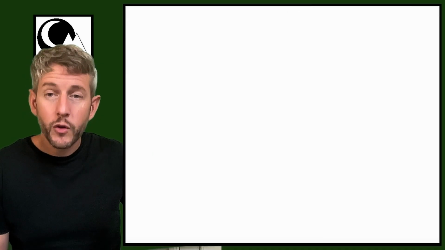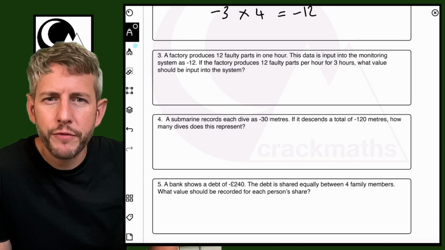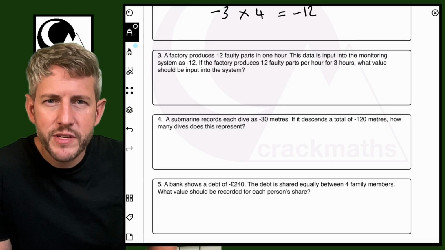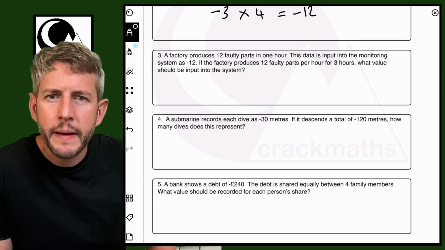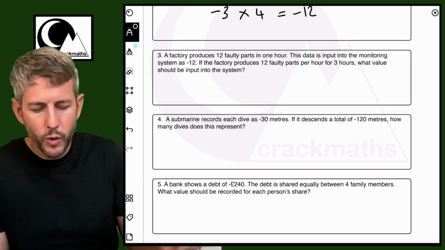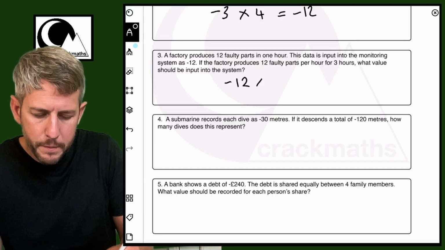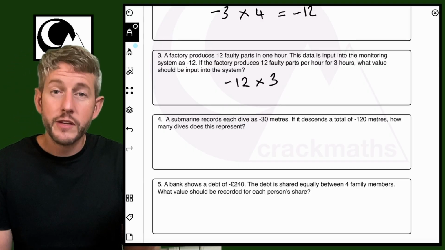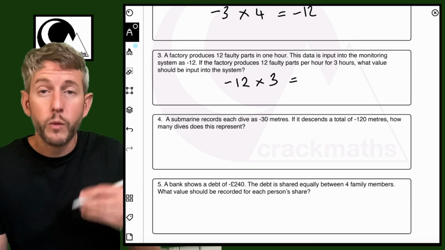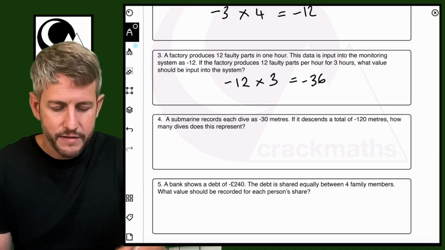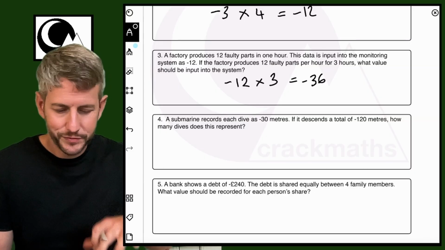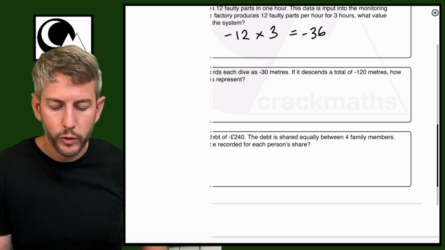Right, question 3. A factory produces 12 faulty parts in 1 hour. This data is input into the monitoring system as -12. If the factory produces 12 faulty parts per hour for 3 hours, what should be input into the system? Okay, well, it's going to be -12 input 3 times. So we're going to do -12 times 3. Well, 12 times 3 is 36. So -12 times 3 is -36. And that's that.